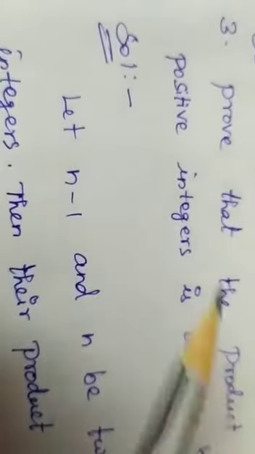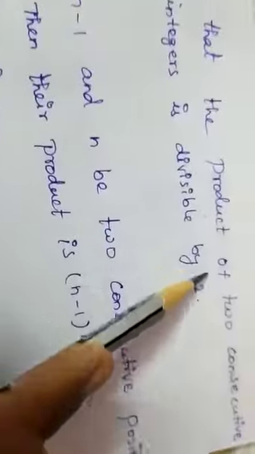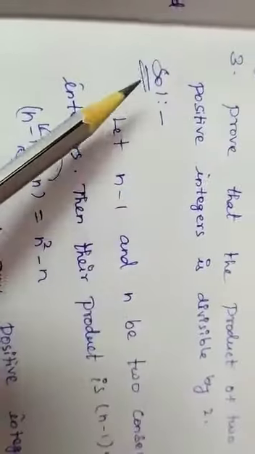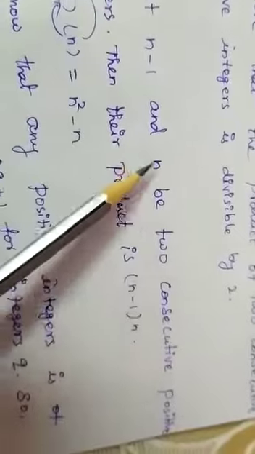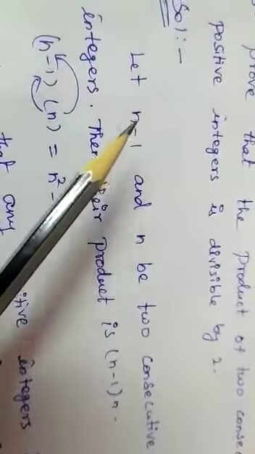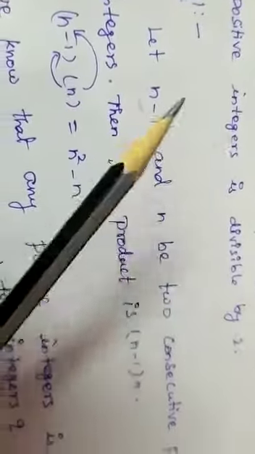So we are going to the third one. Prove that the product of two consecutive positive integers is divisible by 2. So in the solution, let n minus 1 and n be two consecutive positive integers. We can take any integers, but here I am taking n minus 1 and n. It should be consecutive, okay, you should not forget that.